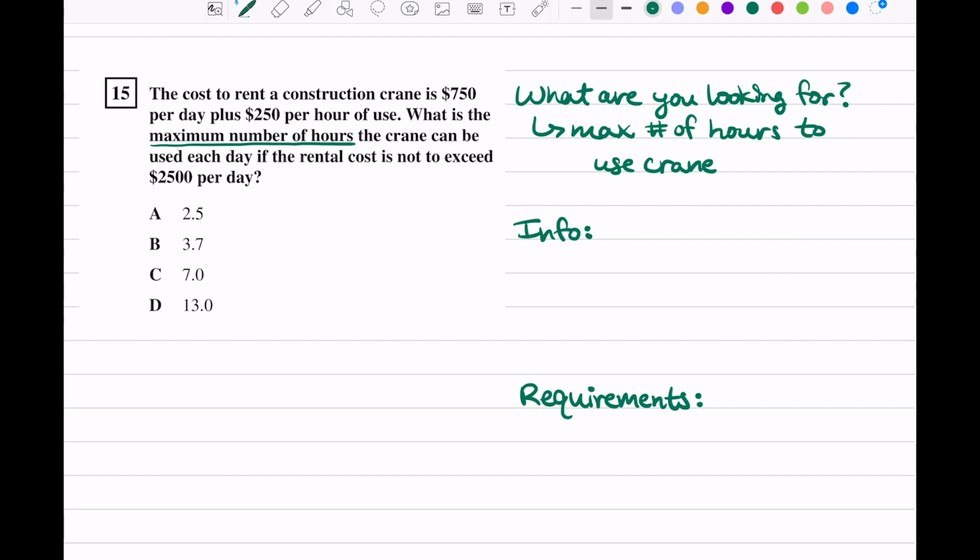All right, what info are we given? In the first sentence, we see that the cost to rent a crane is $750 per day plus $250 per hour. So, crane is $750 plus $250 per hour.